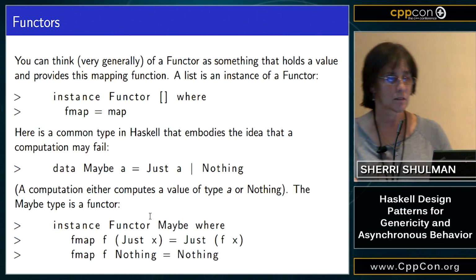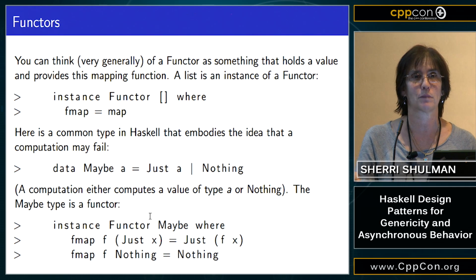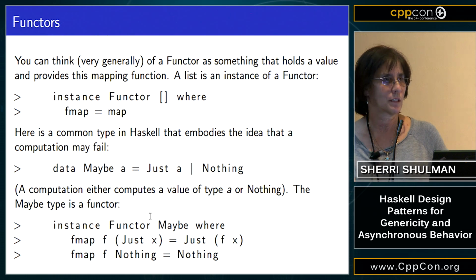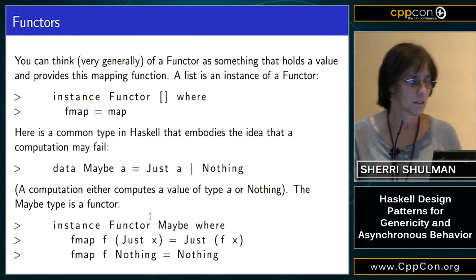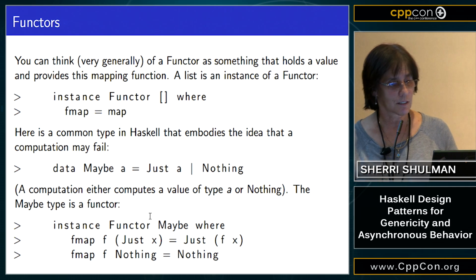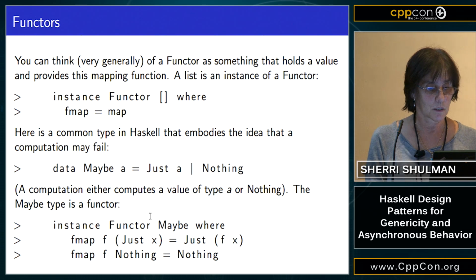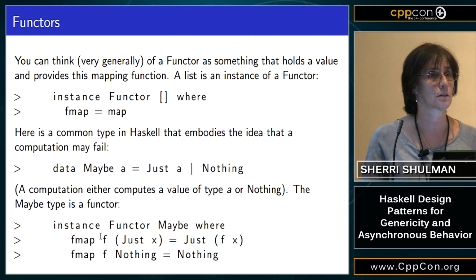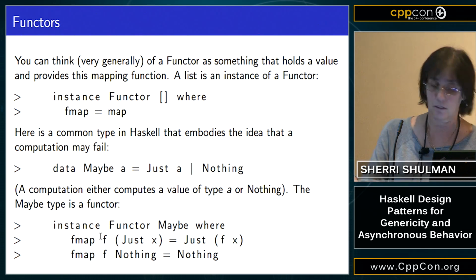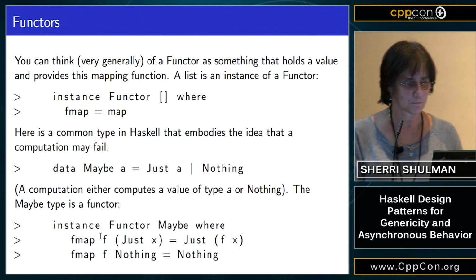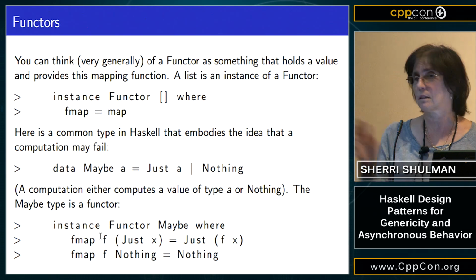Here's a common type in Haskell that embodies the idea that a computation may fail. So the Maybe type holds an A if the computation succeeded, but if the computation failed, it holds nothing. And Maybe is a functor. So in order for Maybe to be a functor, I have to give the definition of its fmap. If I fmap f applied to Just something, something that evaluated to an actual value, it is Just that something with the function applied to its contents. And if I apply it to Nothing, then we get back Nothing.